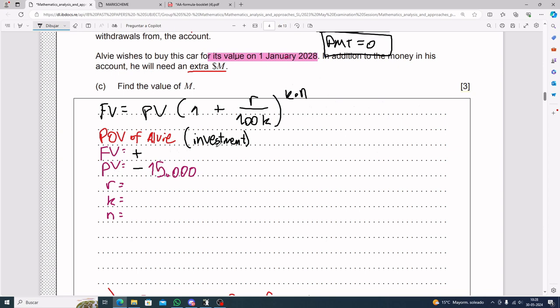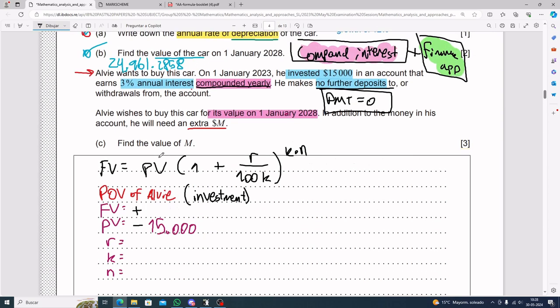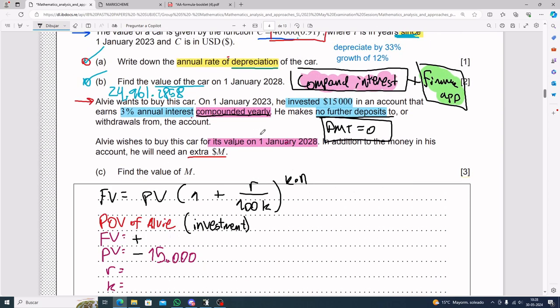Your FV is going to be positive because it's an investment. He initially loses money because he's giving it to the bank. He's losing it from his wallet. He's going to get back way more, but initially he loses it from his wallet. Negative 15,000 PV. Just trust the process. Recognize it's an investment.